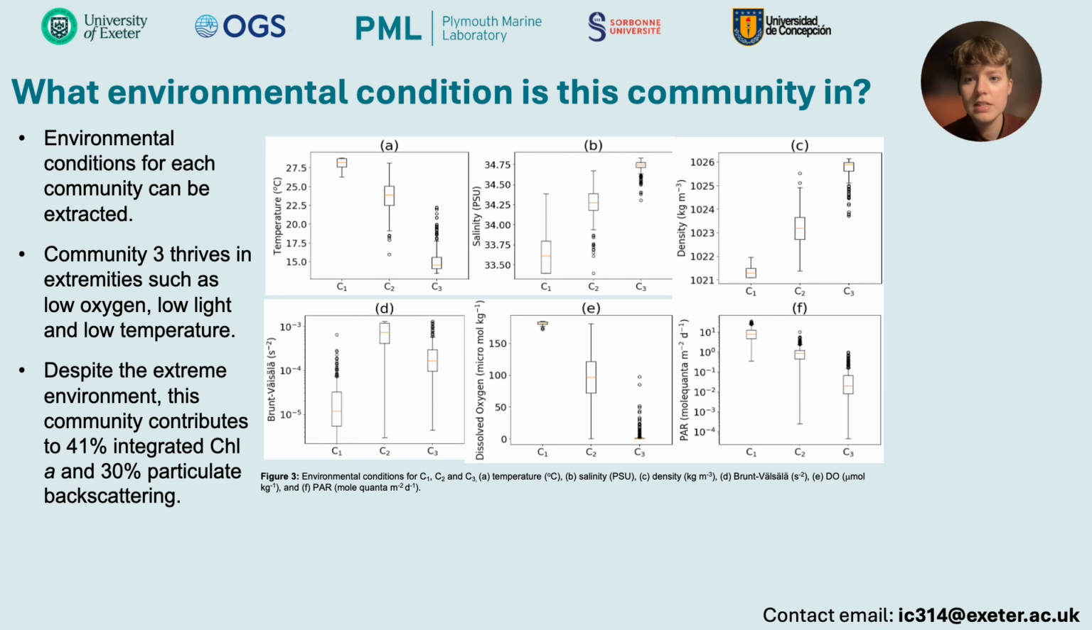Despite these extremities, this community contributes to the net stocks at a similar rate to Community 2, found in higher temperatures, oxygen, and light levels. This could be a result of Community 3's mechanistic adaptability to supplement their growth in these conditions. It's therefore important for us to fully understand this community and its role in biogeochemical cycles in the oxygen minimum zones as they expand and intensify with climate change, using satellite remote sensing, in situ measurements, and ecosystem models.